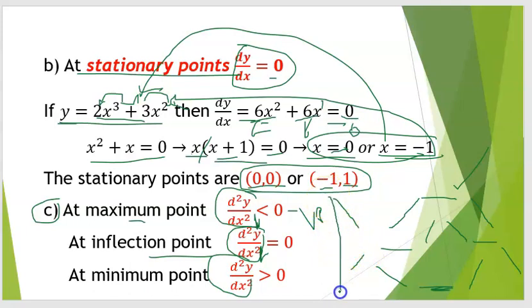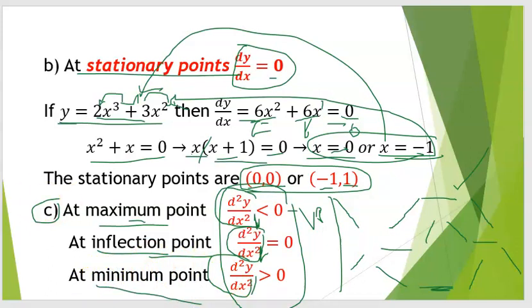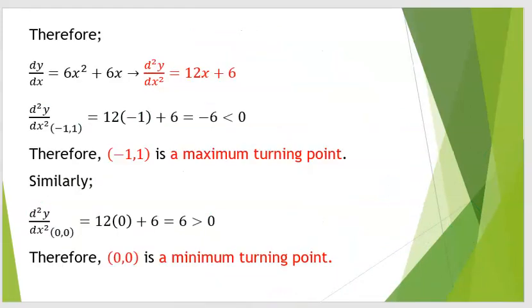So you can either determine it by looking at the behavior to the left and to the right of the turning point, or you can approach it by use of the second differential. If the second differential is less than 0, that's negative, it's a maximum. If the second differential at the turning point is 0, it's a point of inflection. If the second differential at the turning point is positive, then that is a minimum turning point. Now we can proceed with our turning points.